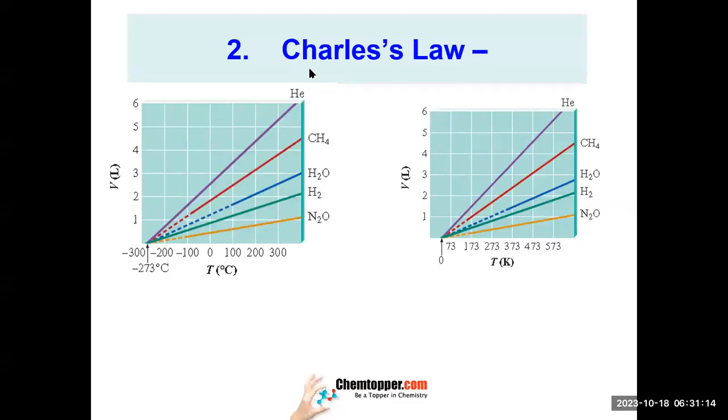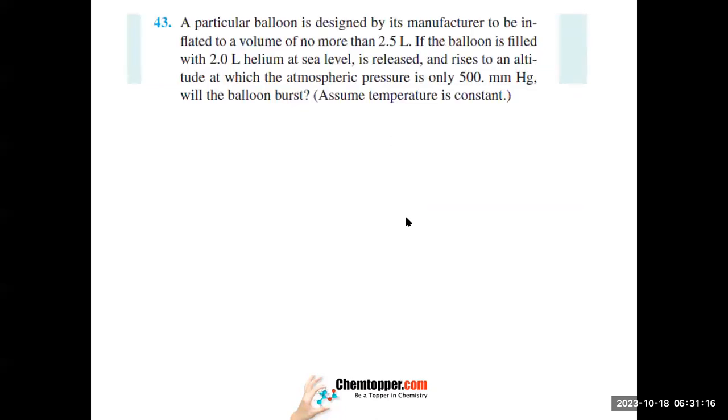Last time we were doing ideal gas law and we did some questions based on Boyle's law also. So what is the ideal gas law? PV equals nRT.